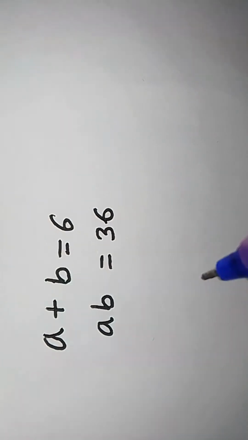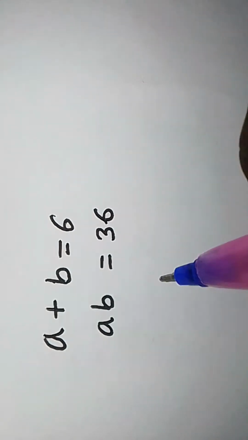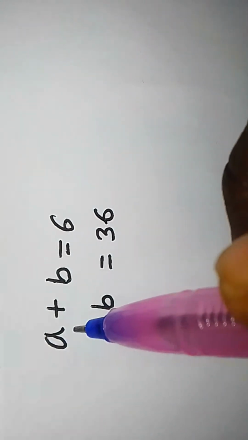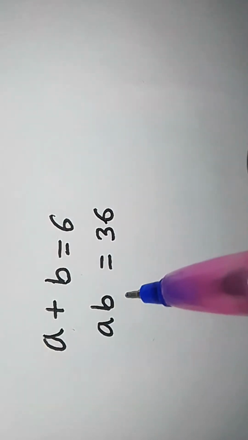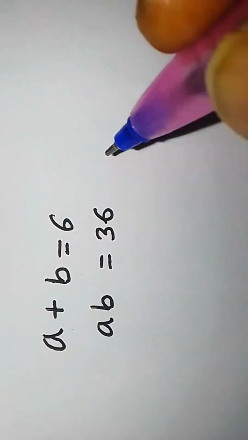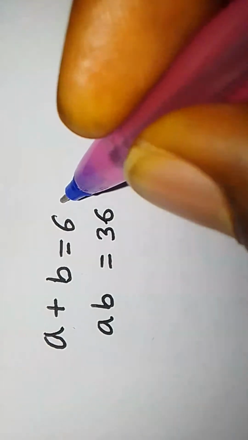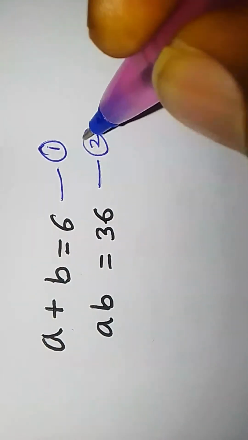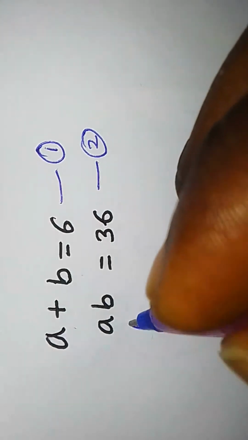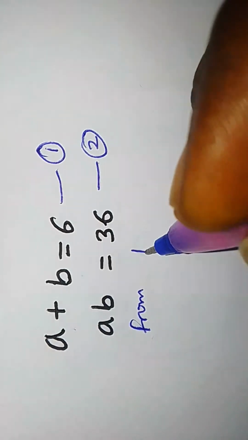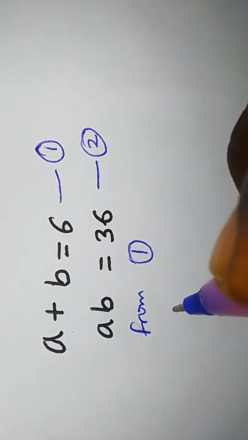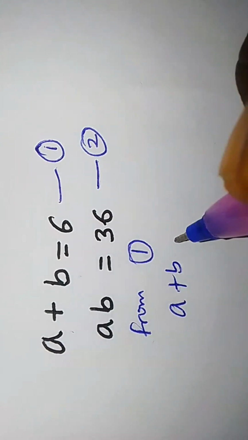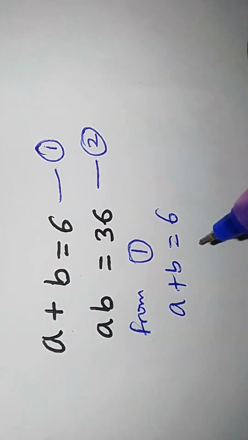Hi guys, how do we solve for a and b in this simultaneous equation? a plus b equals 6, ab equals 36. Let's call this equation 1 and let us call this equation 2. So from equation 1, we have a plus b equal to 6.